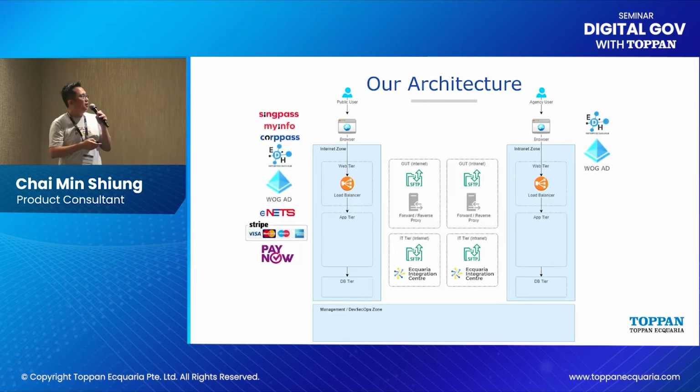So EIC is actually deployed in the integration tier, or IT tier. This is to ensure the integration and compliance with the AIAS architecture, which includes your cross-zone API integration to other systems or GovTech services like your SingPass and CodePass.